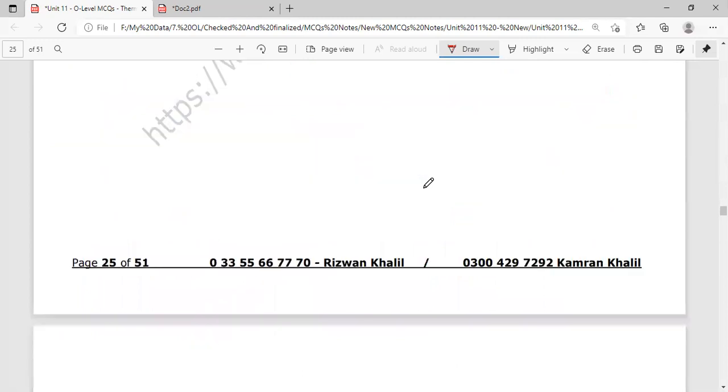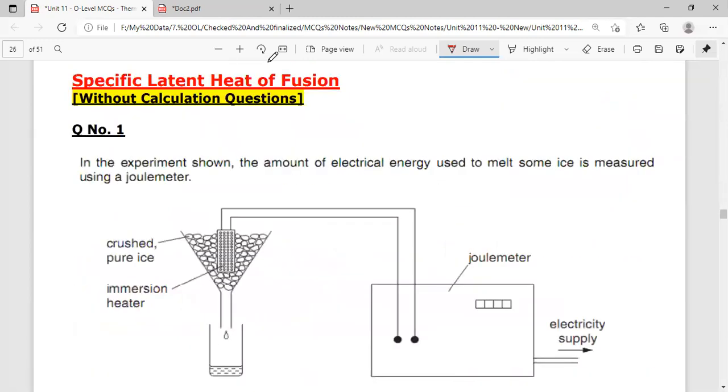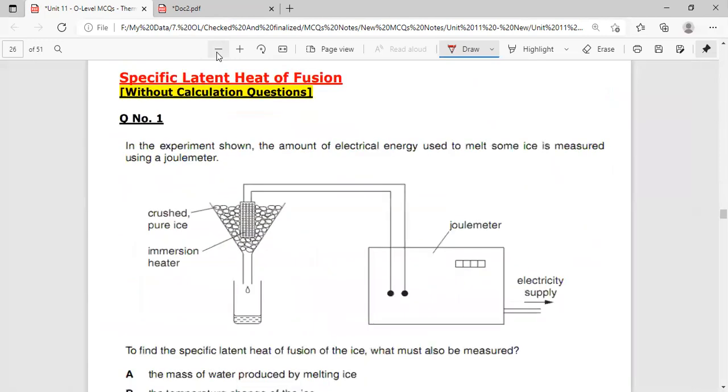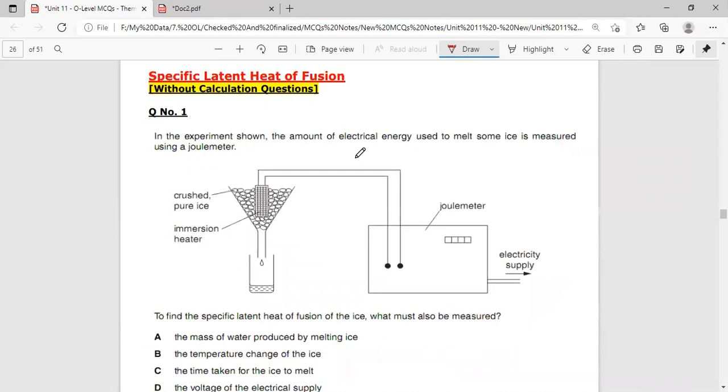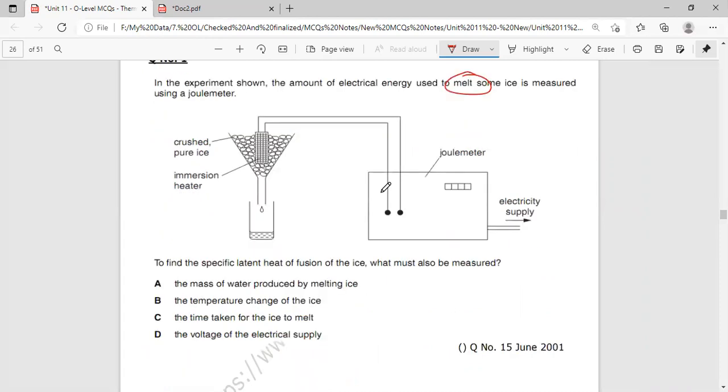Now move towards the next question related with specific latent heat of fusion. In the experiment shown, the amount of electrical energy used to melt some ice is measured using a joulemeter. It is used for measuring the energy. To find the specific latent heat of fusion of the ice, what must be measured? What was the formula? The formula was Q is equal to mL_F.